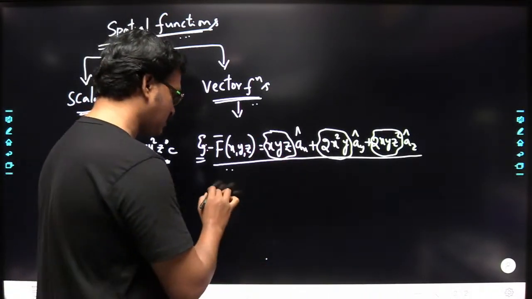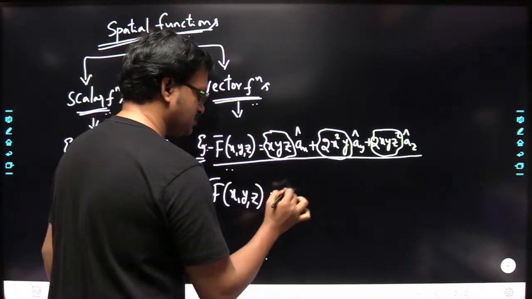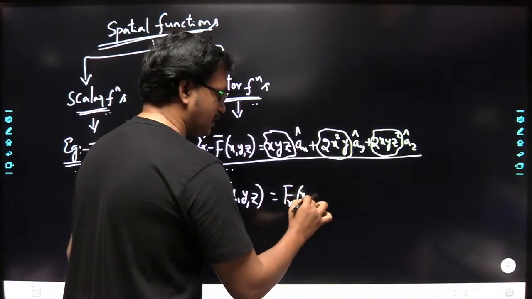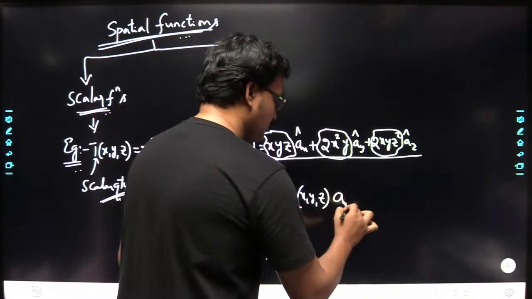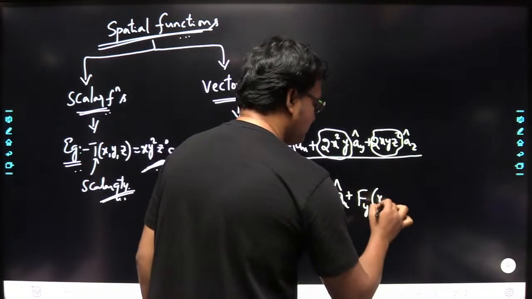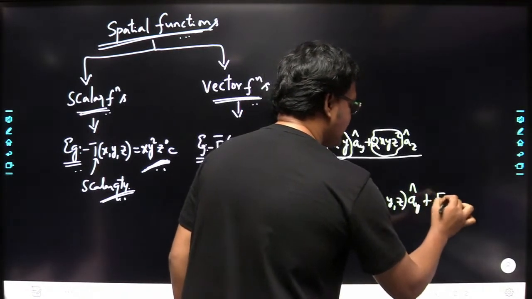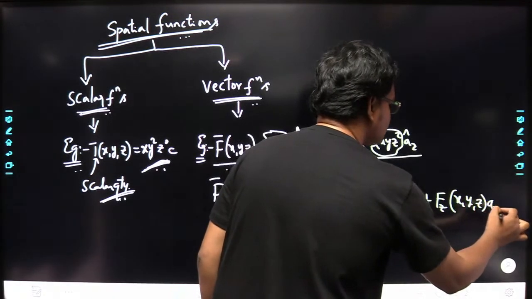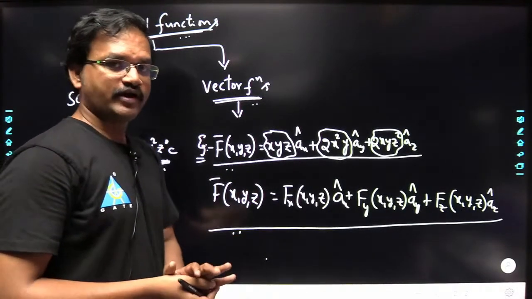That means what I am saying here is, if you consider a vector function like this, in general, the x component of this vector function can be a function of x, y, z. And similarly, the y component can be a function of x, y, z. Similarly, the z component can be a function of x, y, z. So this is the example of a vector function here.